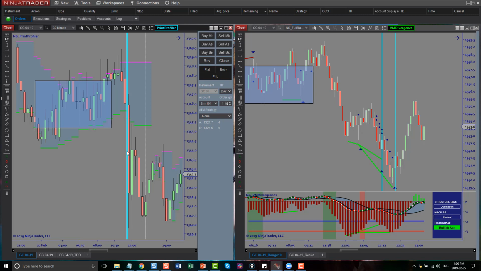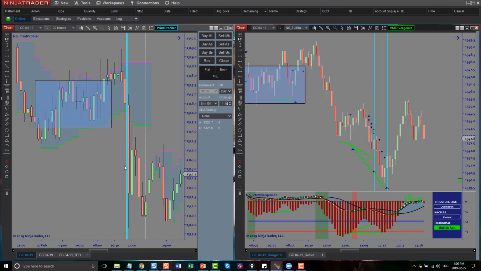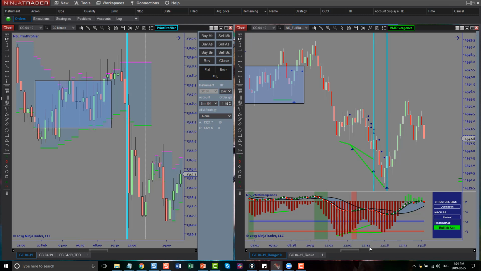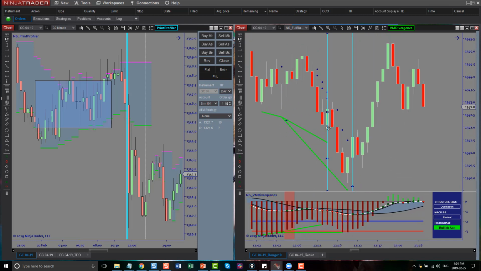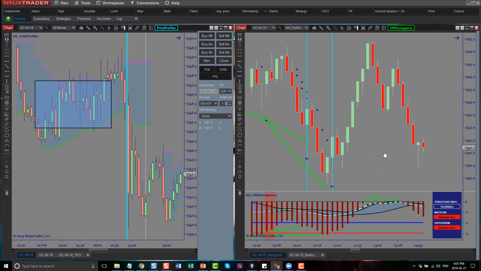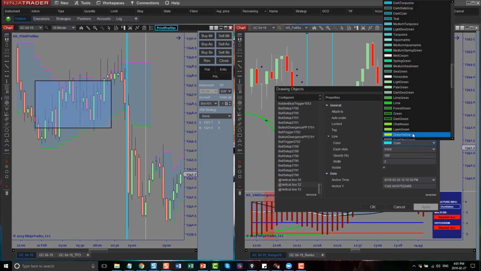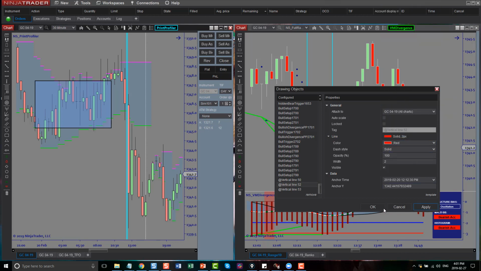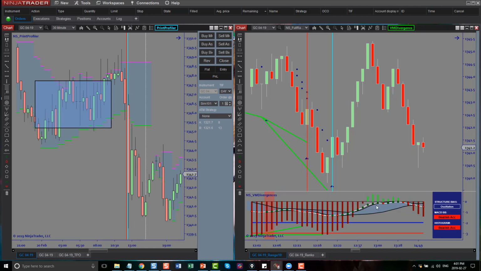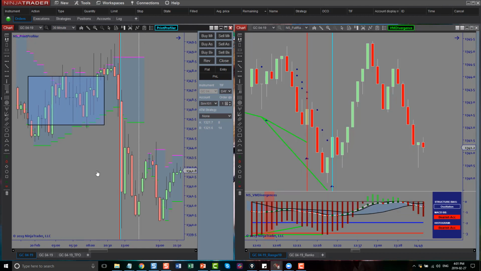Interesting. The first setup, okay, we are below the value area low on both of these. So even though this one was a stop out, we would have taken it, and this one was also valid. So those two would have been there. Let's just change it to red. That was a stop and that was a win, because both of them are below the value area low.